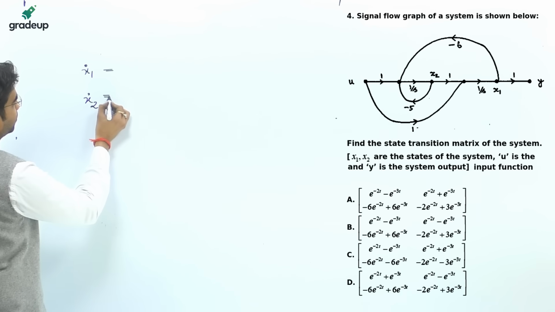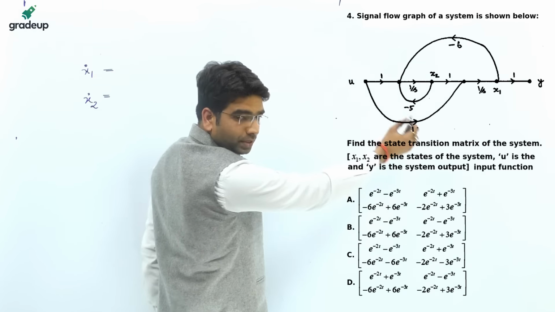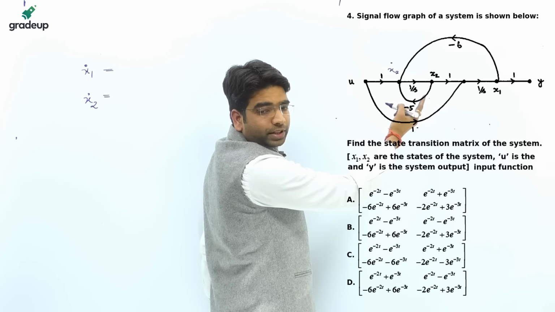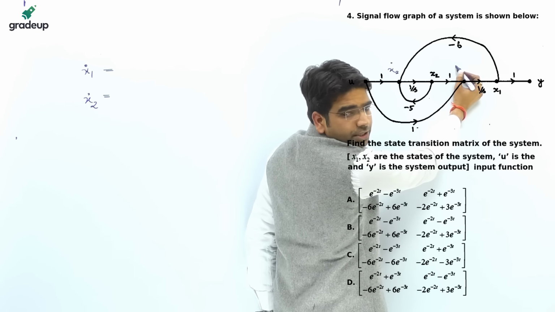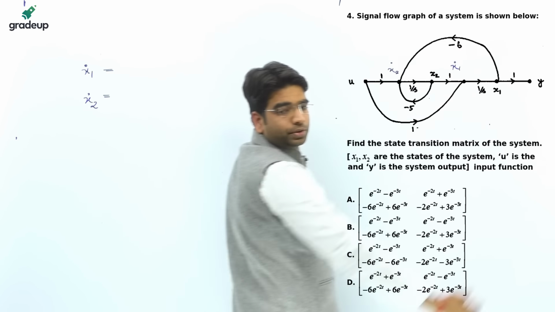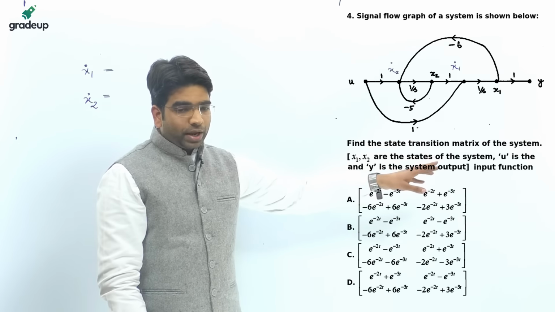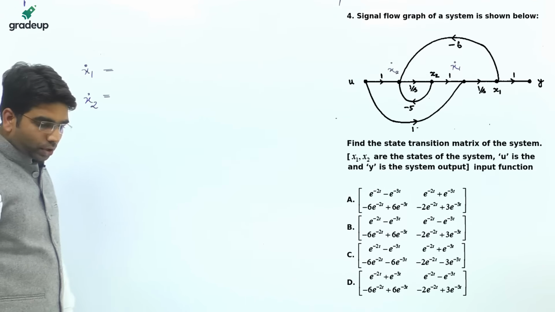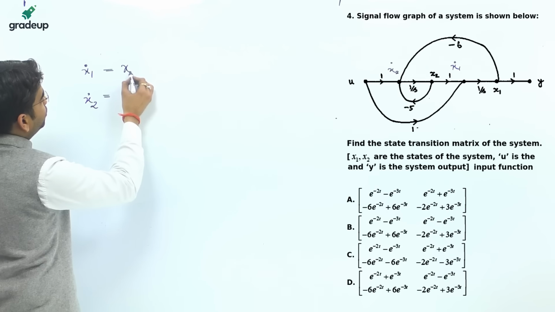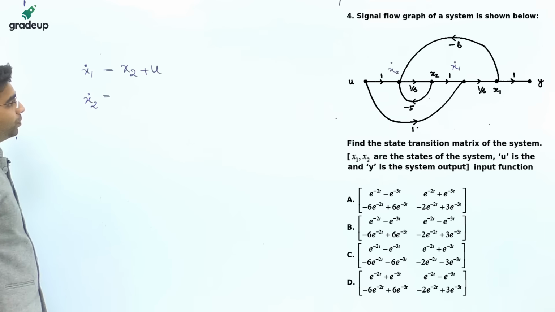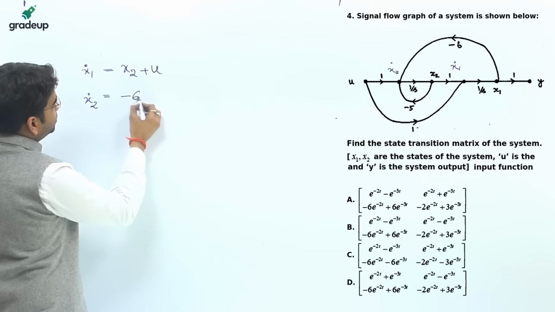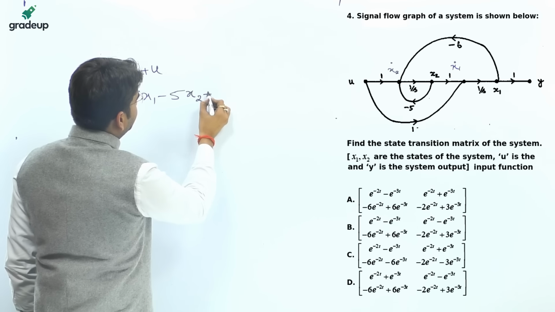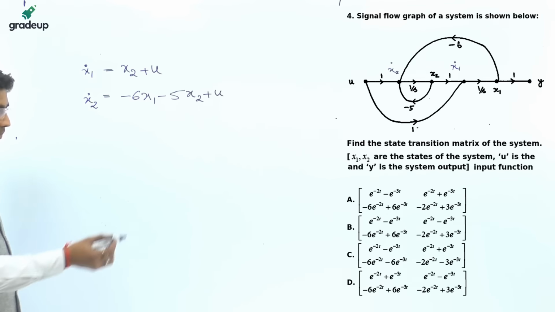Okay, mark the node points: this node point will be x2 dot, that is integrated with it, and at this node point it will be x1 dot. Okay, x1 dot integrated will lead to x1, x2 dot integrated will lead to x2. Now you are very confident and you can write the equation for x1 dot and x2 dot. Okay, x1 dot equation comes out to be x2 plus u, the input, and x2 dot equation comes out to be minus 6 x1 minus 5 x2 plus u.